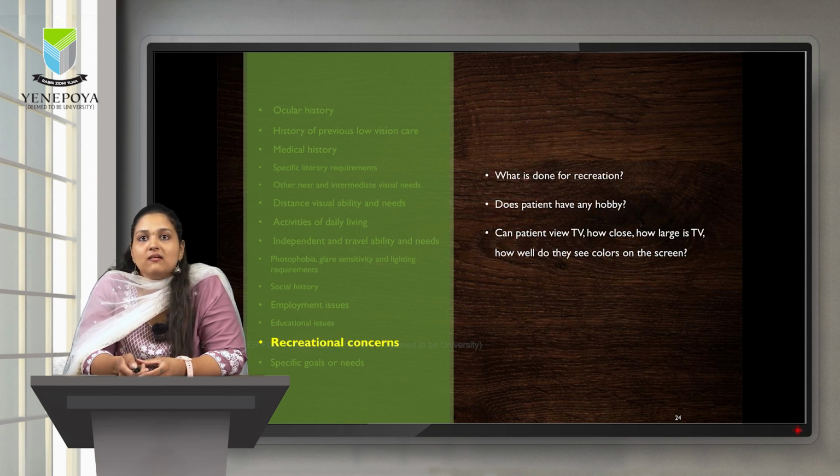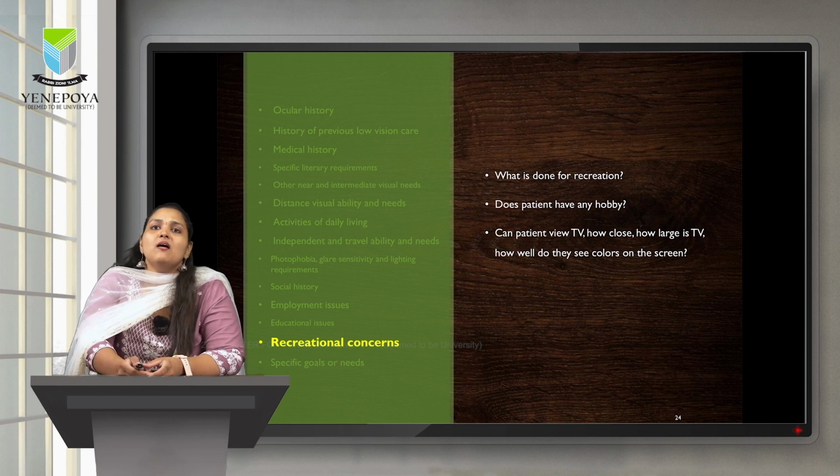Next is recreational concerns. Everybody will have a hobby, right? So what recreational activity is that person doing? Suddenly they got a low vision condition, so should they just stop their world because of this condition? I am not a person who is supporting that. Whatever the patient wants to do, a low vision specialist should do the maximum to support the patient to continue it. So what is the hobby of the person?